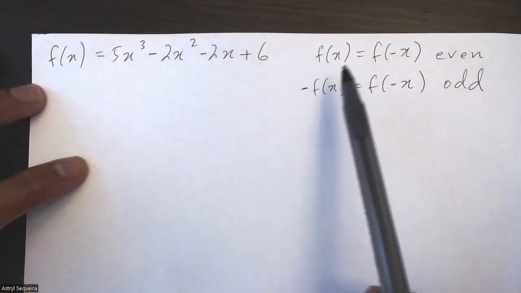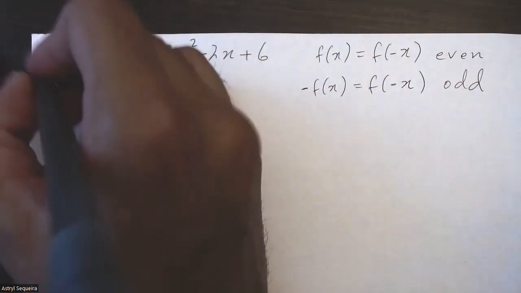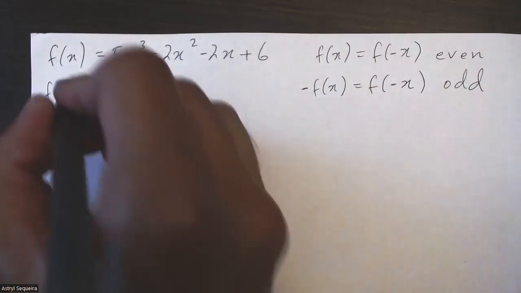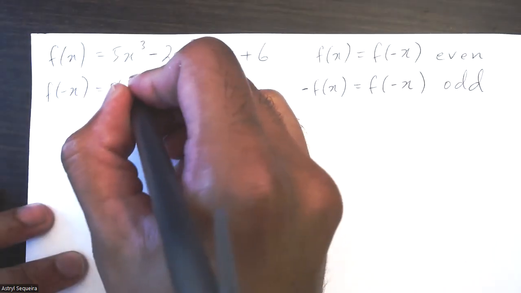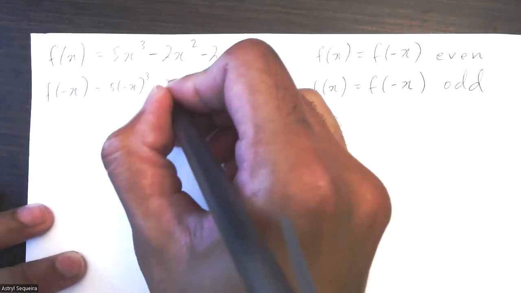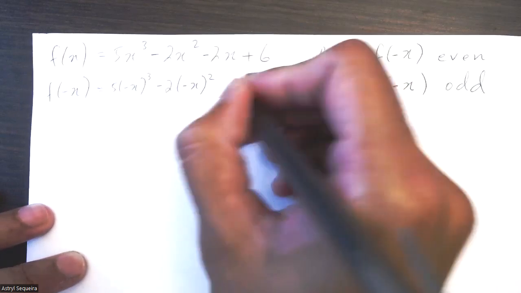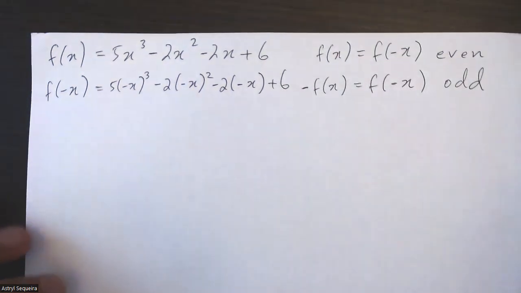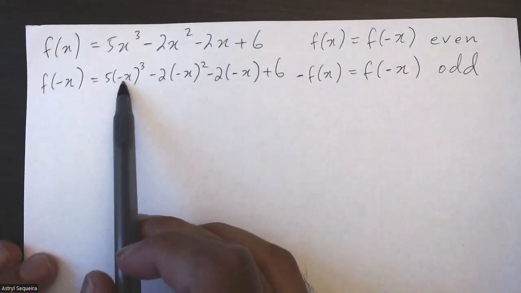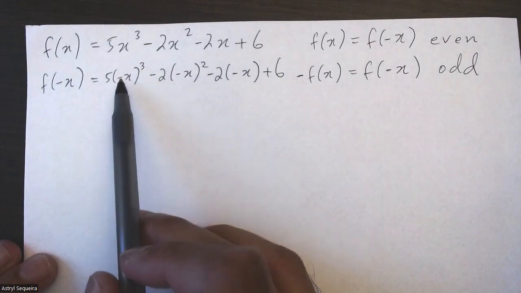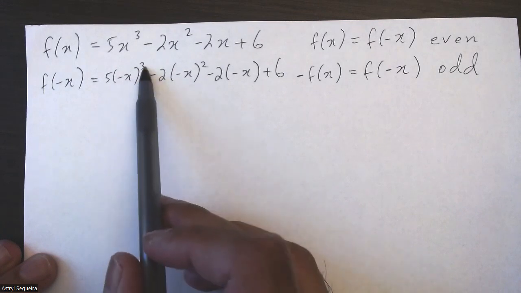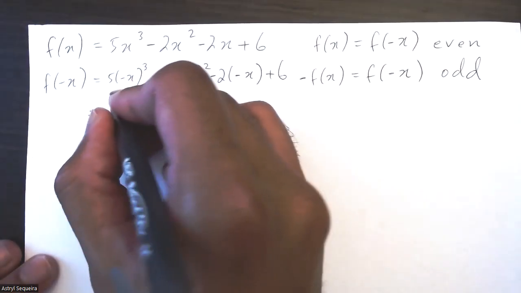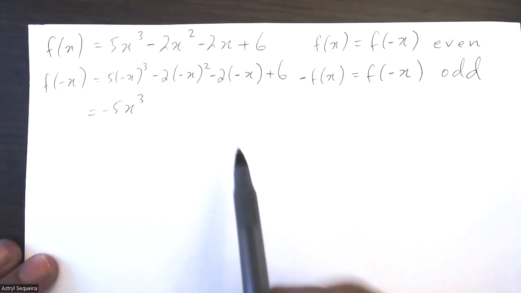We have f of x, the original function. I want to find f of negative x. So I'm just going to replace every x with a bracket and a negative x. And now I want to simplify. So negative x to the power of 3 is just negative x cubed, because negative cubed stays negative and x cubed is just x cubed. So this is going to be negative 5x cubed.